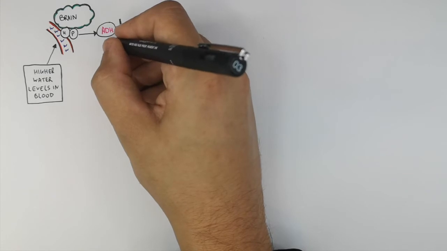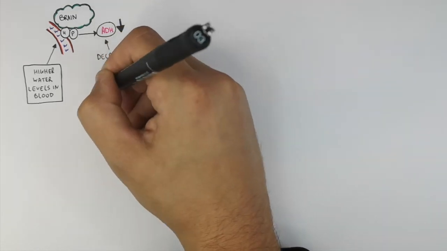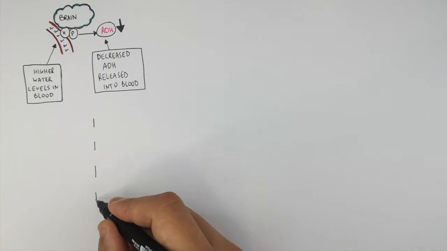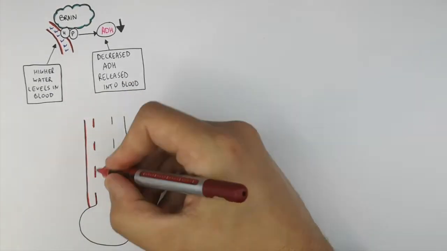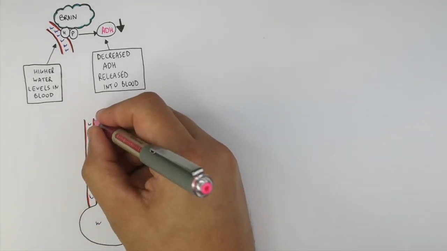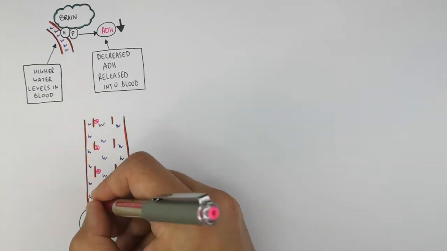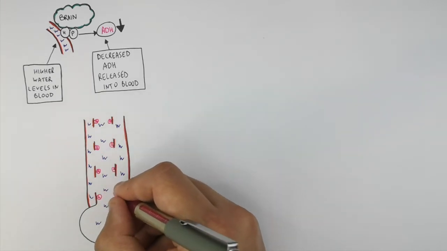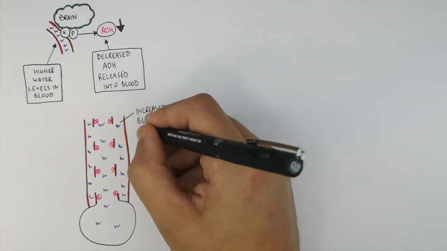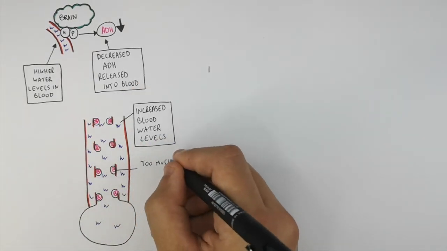So where the pituitary gland secreted ADH with low levels of water in the blood, it is now going to decrease the ADH levels in the blood. So this here is the collecting duct with a high permeability to water. There's now increased water levels in the blood. So remember that the ADH caused there to be an increased permeability in the collecting duct. ADH was bound to the membrane of the collecting duct. So now there is increased blood water levels, and there's too much ADH in the blood.